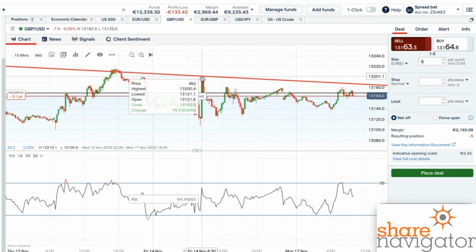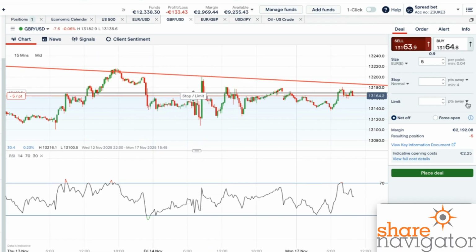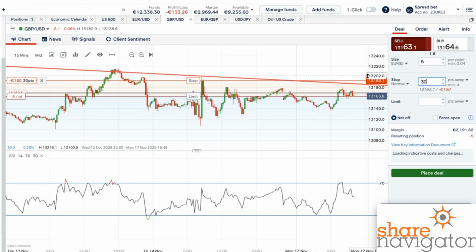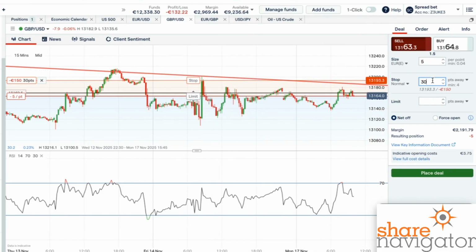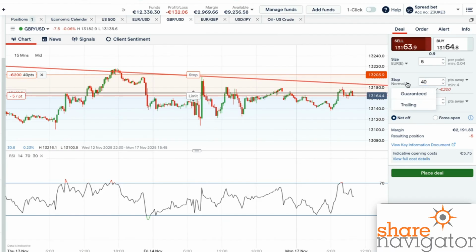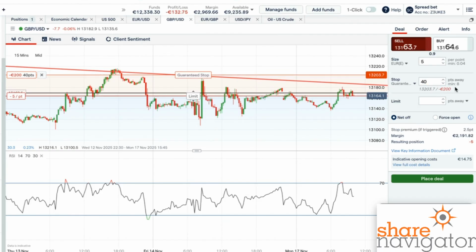It's saying it's right above that. I probably want to give it a little bit more than that because I want some room above it. So we're going 40 points, and you can see then our maximum risk here is 200. Now we're going to turn that into a guaranteed stop, which means that we're guaranteed of getting out here. Now the problem with that is, look at the premium. It's 2.5 per point. It's quite a lot. And you only pay that if it's triggered.